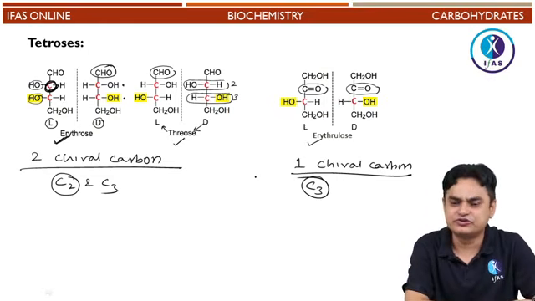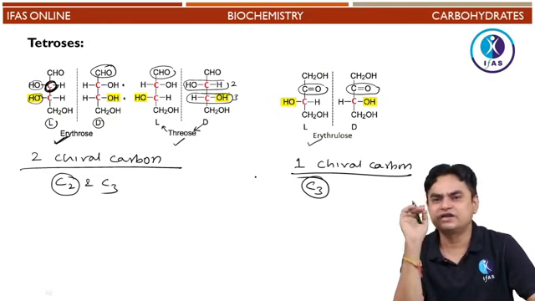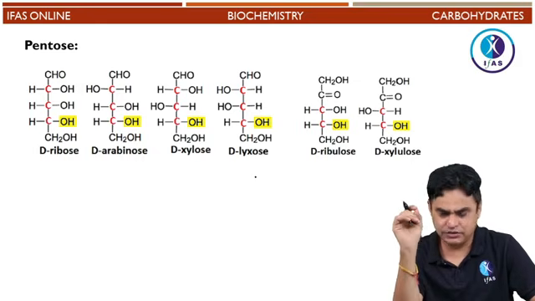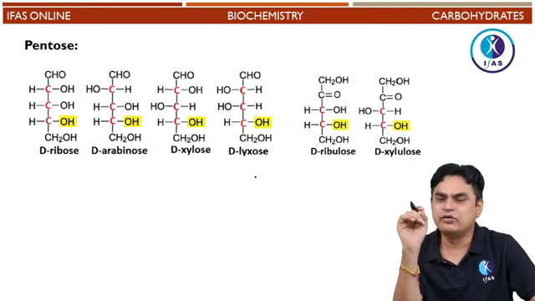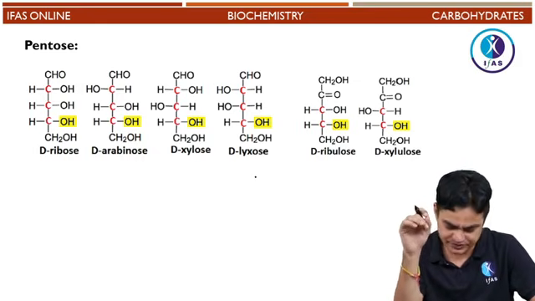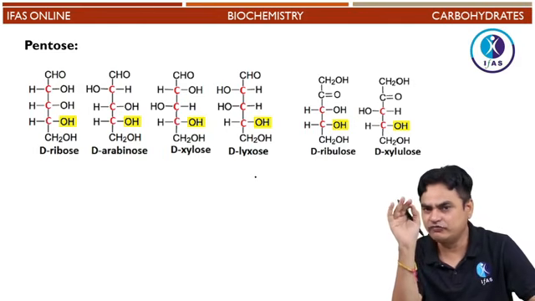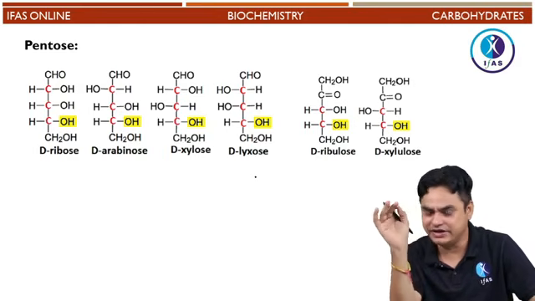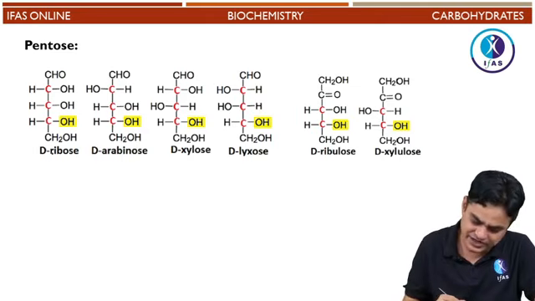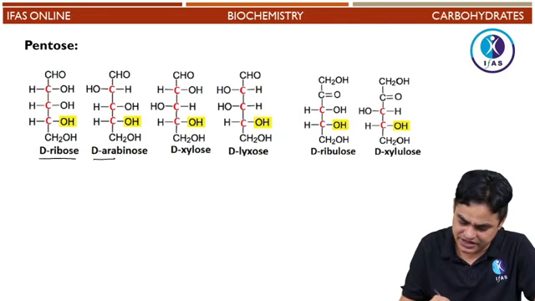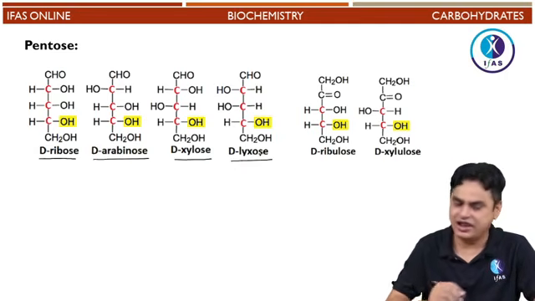The structure which is drawn is the L form of erythrose and the D form of erythrose. Again, the structure is not important. Similarly, the important forms of pentose, again, structure is not important. You have to remember the names. The important aldehydic versions of the pentoses are D-ribose, D-arabinose, D-xylose and D-lyxose.